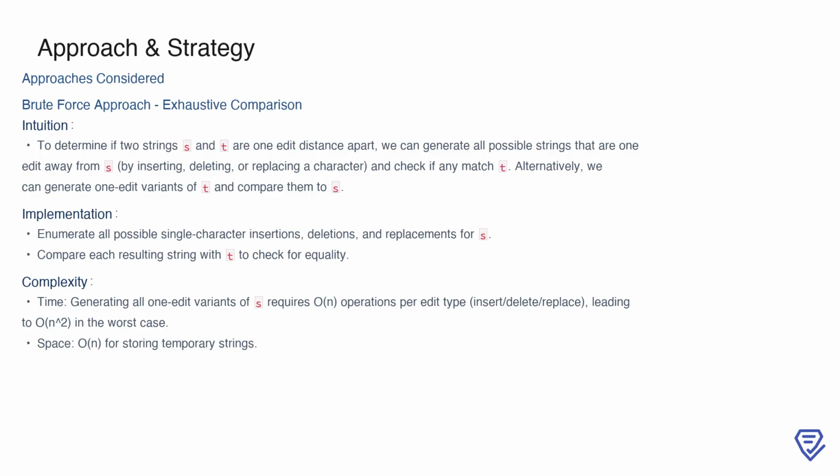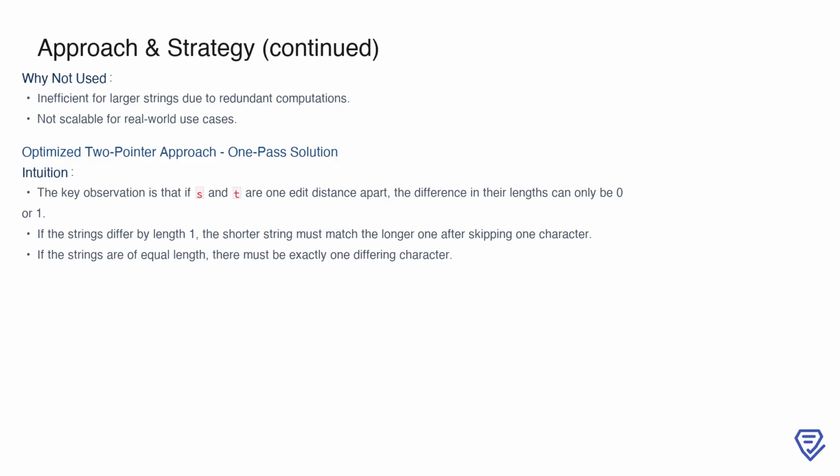However, the complexity of this approach is a major drawback. For each edit type, we perform operations proportional to the length of the string, which results in a time complexity of O(n squared) in the worst case. Additionally, the space complexity is O(n), as we need to temporarily store the generated strings. While this method is conceptually simple, it quickly becomes impractical for longer strings due to its inefficiency. The brute force approach, while theoretically sound, is not suitable for larger strings because it involves a significant amount of redundant computation. This inefficiency makes it impractical for real-world scenarios where performance matters.